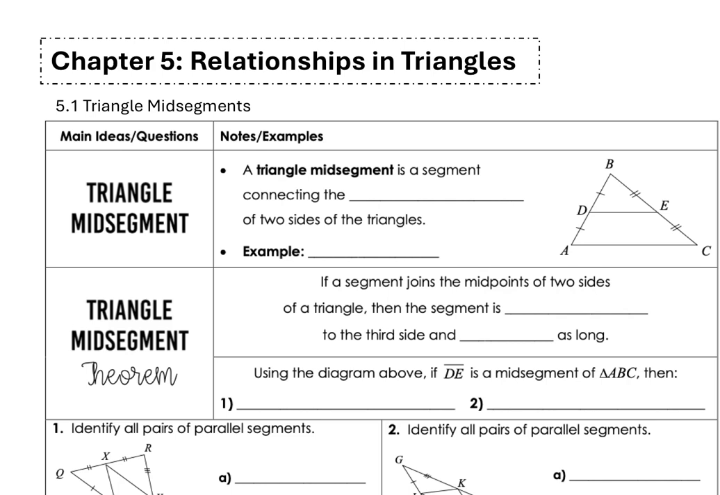All about different relationships that come into play in triangles. There's some different points of concurrency. Does anyone know what a point of concurrency is? It's a point where three or more lines meet up.